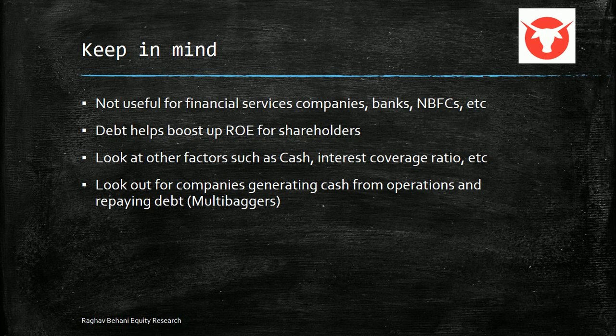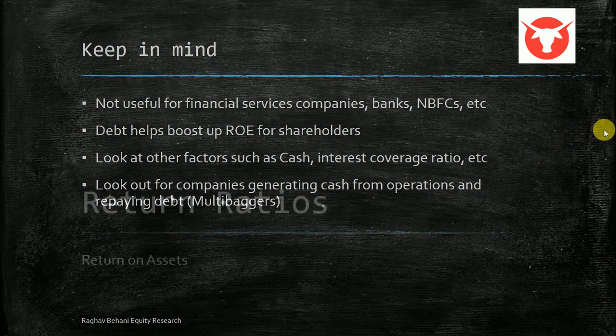Also, the interest payment reduces your tax burden. Look at other factors such as cash, interest coverage ratio, etc. Let's say that a company has around 10 crores of interest payments to be made on its long-term debt. However, the company is generating 700 or 800 crores of operating profits, which means that the interests are a very small portion of their operating profits. Look out for companies generating cash from operations and using this cash from operations to repay debt. These are your future multi-baggers.